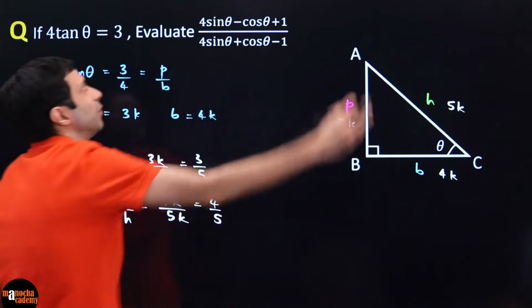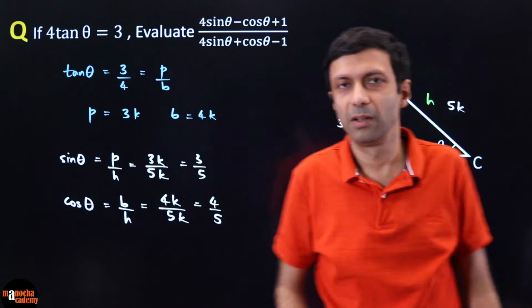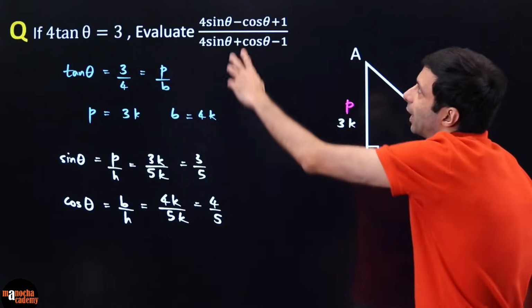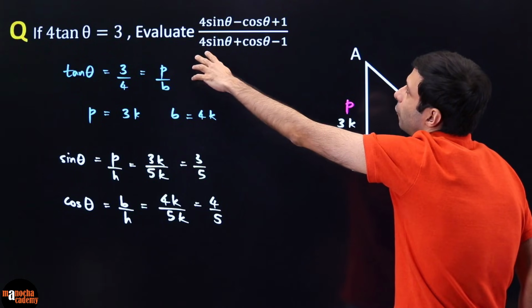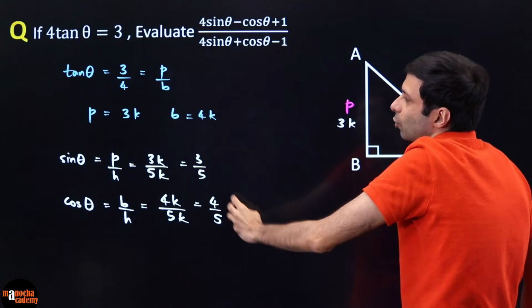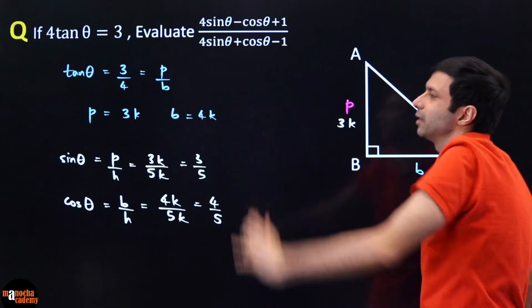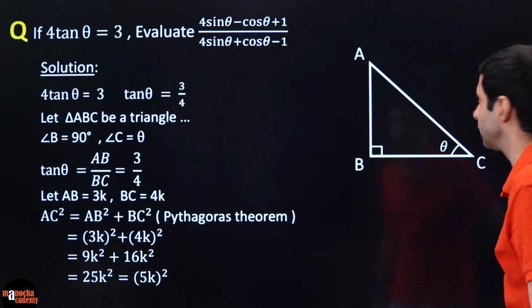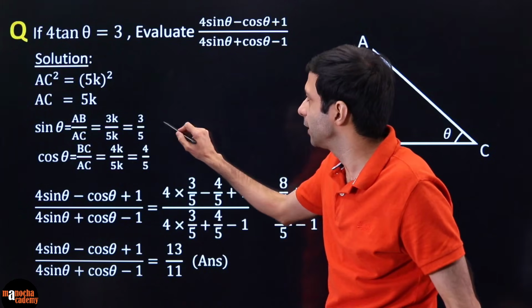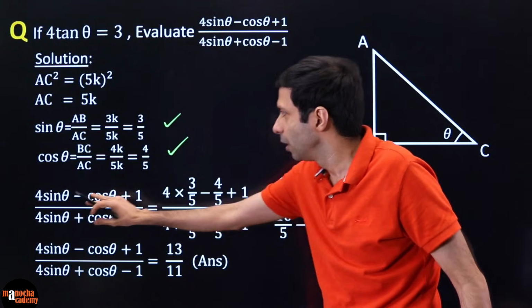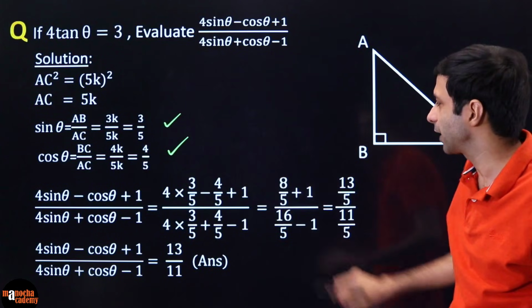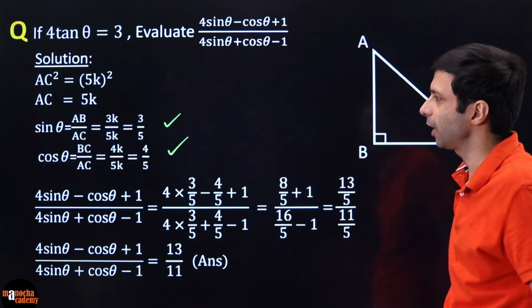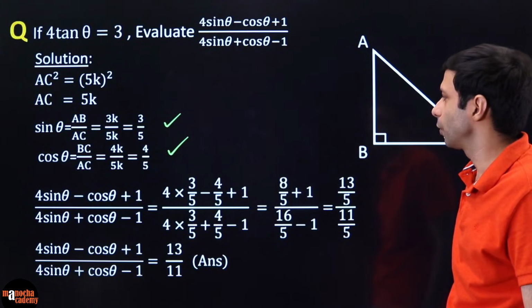Now go and plug in these values into the question given. There you should do the calculation a little carefully. 4 sine theta minus cos theta. So go and substitute it correctly and see what you're getting. If you go ahead and do it like this, you will get the same thing. We have got sine theta is 3 by 5, cos theta is 4 by 5. Now go and plug it into this big fraction and do your calculations a little carefully. So what will you get?